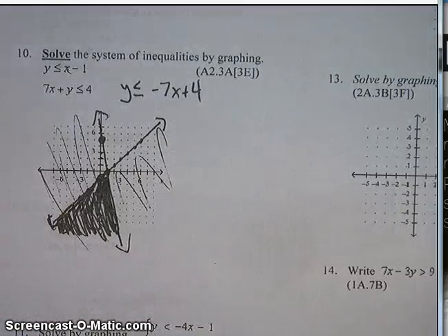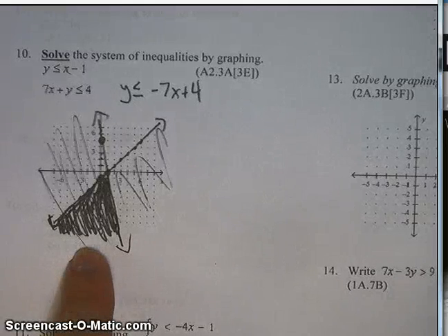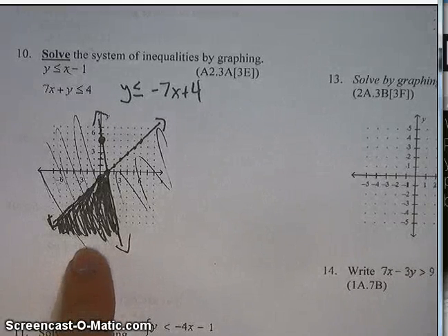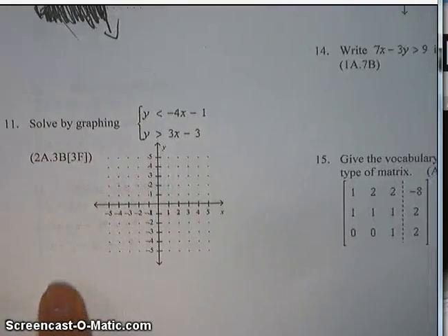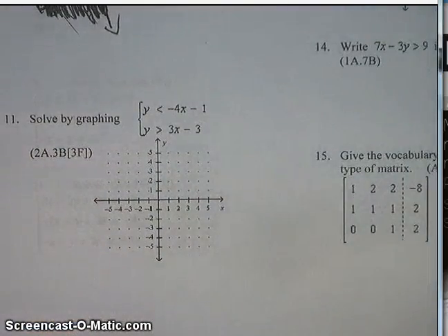This is the solution. So when it says solve a system of inequalities, it's looking for a graph, and it's looking for the region that's shaded twice, which is what I've done here. So we're done. Let's go on to number 11. Solve this thing by graphing. Similar kind of question, but it's already solved for y for us.